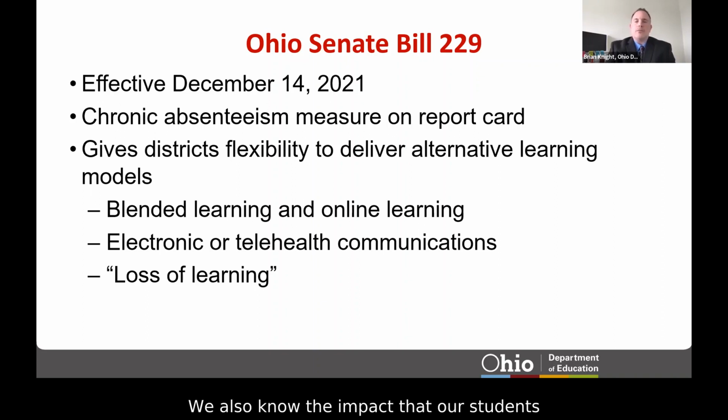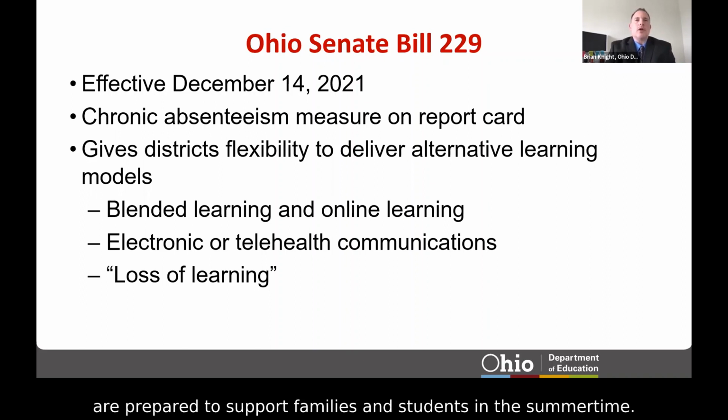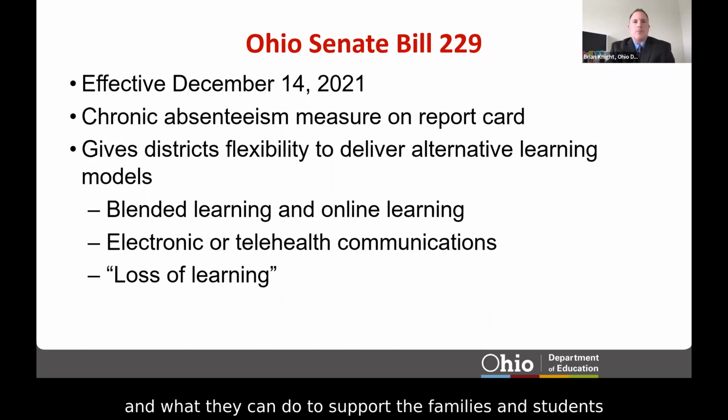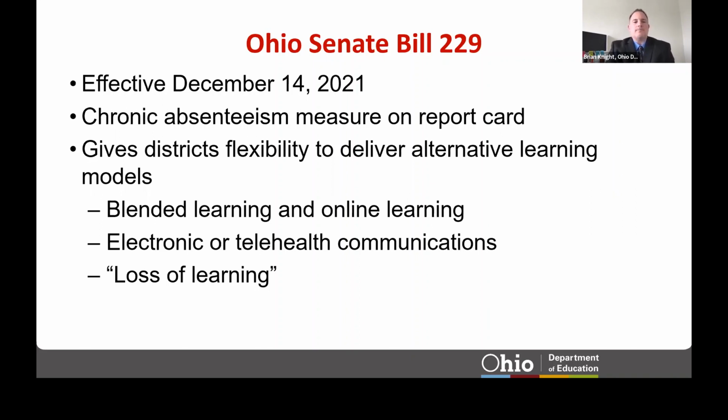We also know the impact that our students are seeing with social, emotional, and mental health concerns. And schools were not using telehealth as part of the therapy for these students. And this bill allows that to continue through the 21-22 school year. The other thing that this bill addresses is a loss of learning. We know that students have had a loss of learning, and we want to make sure that schools are prepared to support families and students in the summertime. So schools and districts are required to create a plan to identify the loss of learning and what they can do to support the families and students to make up for that lost time.